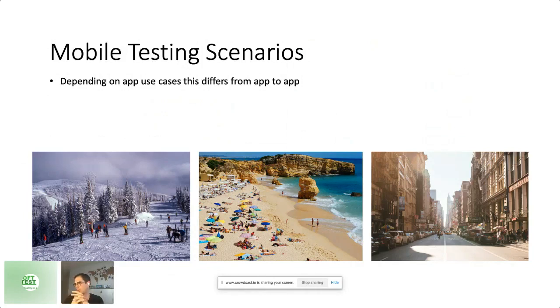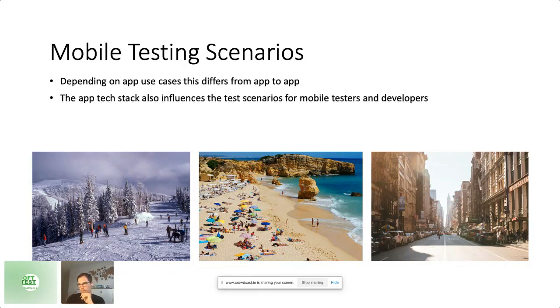Or for example, a city example, if you have an app that relies on GPS data, and you are like, I don't know if this picture is New York or somewhere else, it's sometimes hard to get a GPS connection in those kinds of environments. And this has a huge effect on your mobile testing activities and the scenarios.